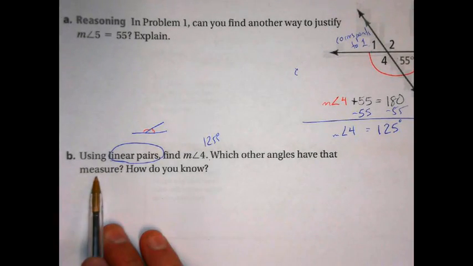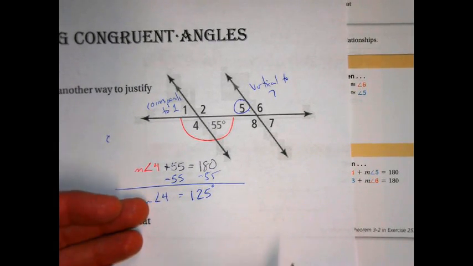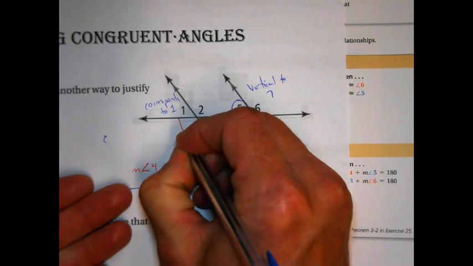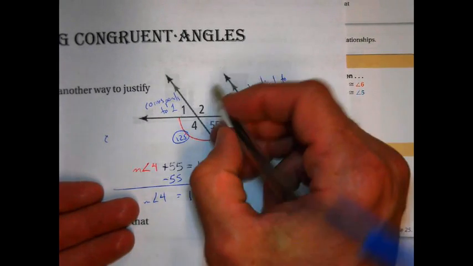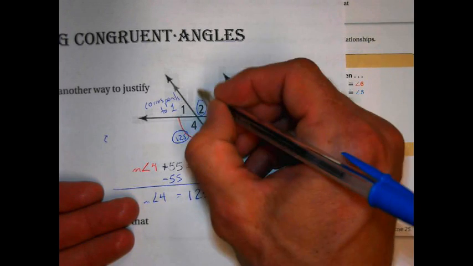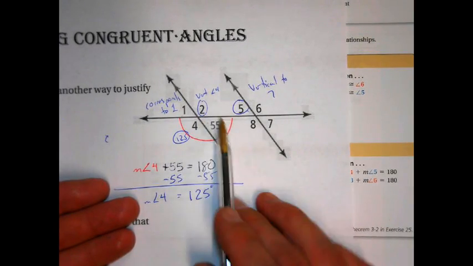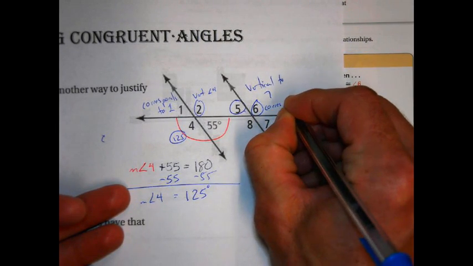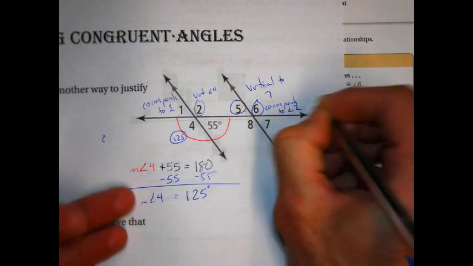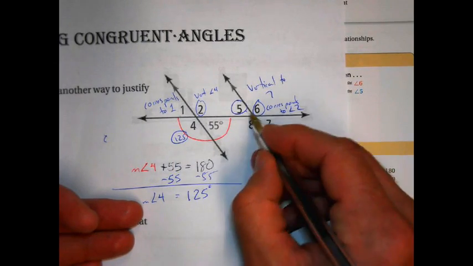So back to the diagram. Which other angles have that measure? How do you know? So if 4 is 125, what else is 125? Well, let's use old stuff. Vertical angles is 2. Angle 2 is vertical to angle 4. That's also 125. What about 6? 6 corresponds to 2, right? Corresponds to angle 2, so it's also 125. And 8 corresponds to 4, or is vertical to 6, whichever floats your boat.